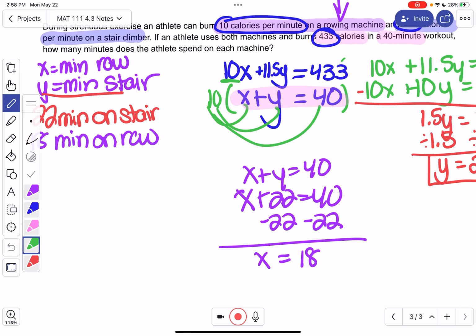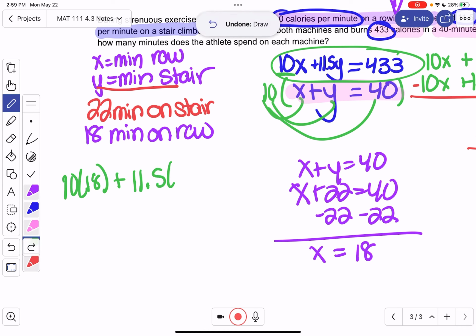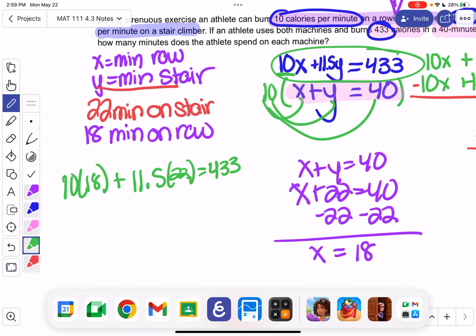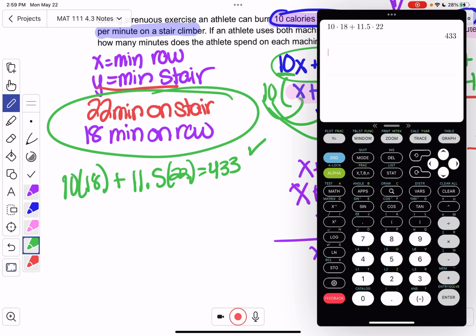Now let's check that by plugging it in here. 10 times 18 plus 11.5 times 22. We want it to equal 433. So let's put it in the calculator if you don't feel like doing it in your head. 10 times 18 plus 11.5 times 22 gives us 433. So that works. And there's our answer. That is 4.3. Let me know if you have any questions.